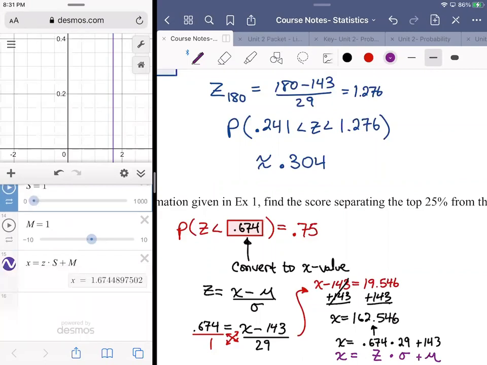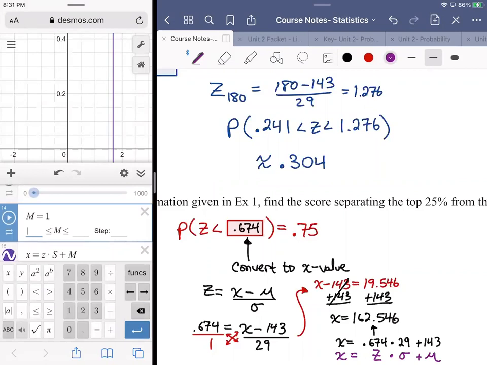For your population mean, means can be negative. So let's say negative 1,000 to 1,000.